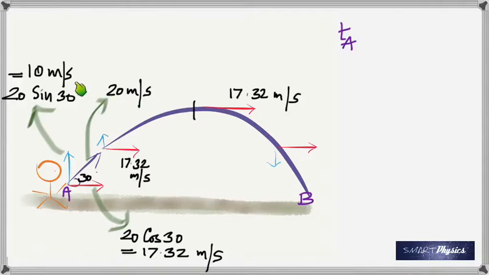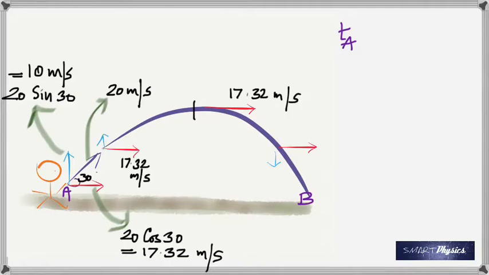So remember that the vertical component started out at 10 meters per second. It keeps decreasing, and at the highest point it becomes 0. And after that, the vertical component starts increasing, but in the opposite direction, as you can see. So that just before it hits the ground, it goes back to exactly 10 meters per second.